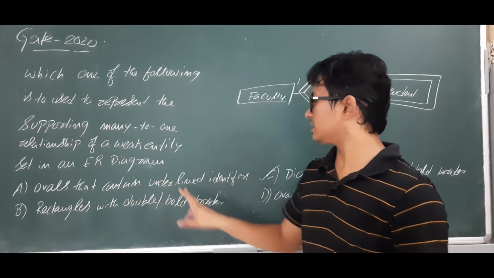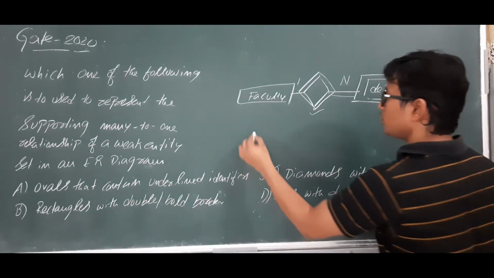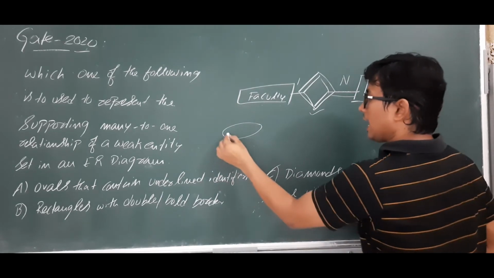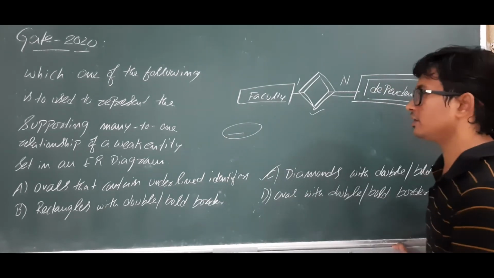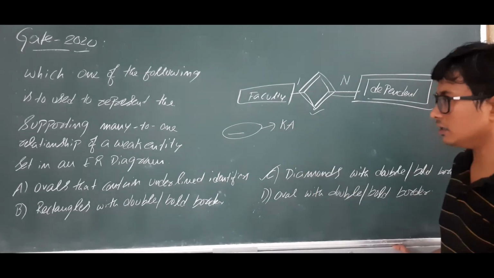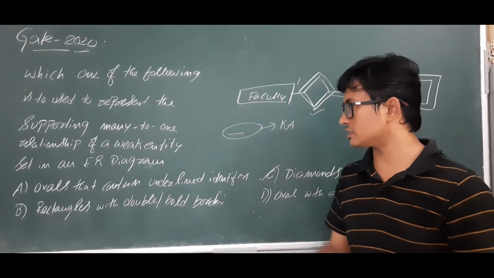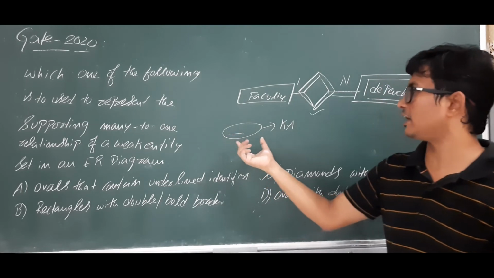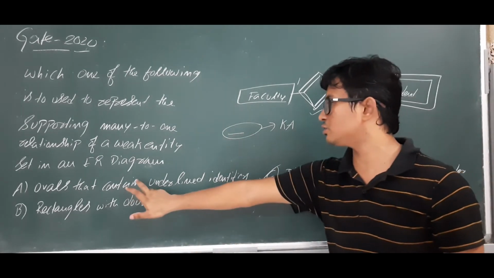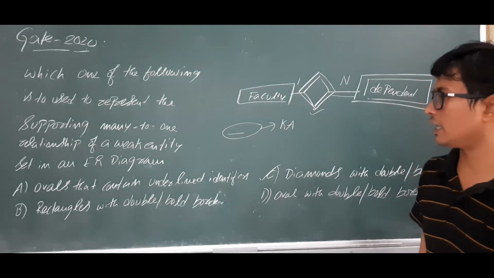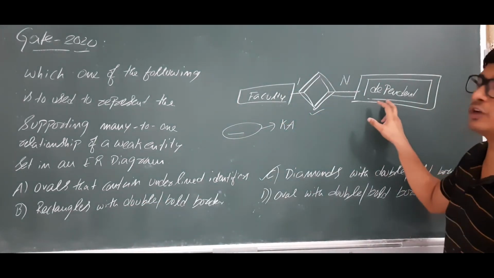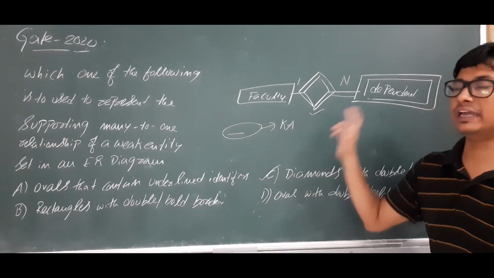Oval that contains an underlined identifier. Where do we use the oval? For attributes. And underline is used to identify a key attribute. Am I right or wrong? In the attribute list we have discussed various types of attributes, and the key attribute will be represented with this one. So it is useful for representing the key attribute. Now rectangles with double or bold line: this is useful to identify a weak entity.